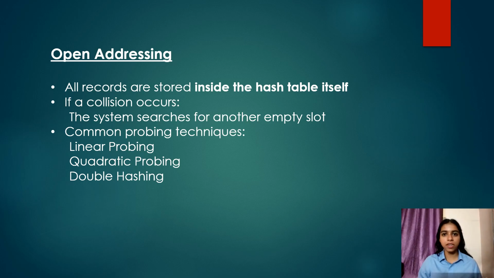In open addressing, all records are stored directly inside the hash table itself. When a collision occurs, the system searches for another empty slot in the table. No extra data structure is used. Common probing techniques include linear probing, quadratic probing, and double hashing.